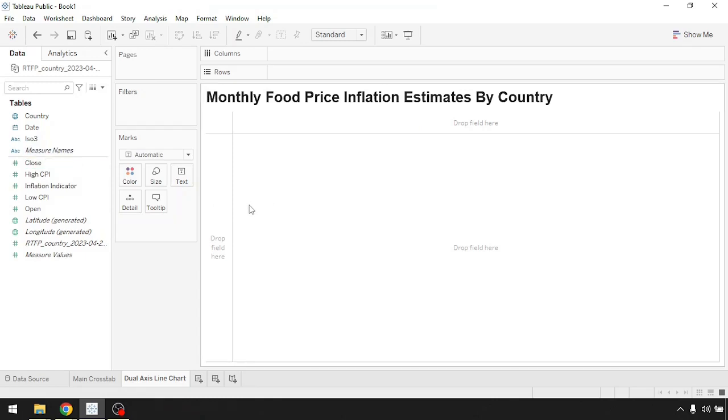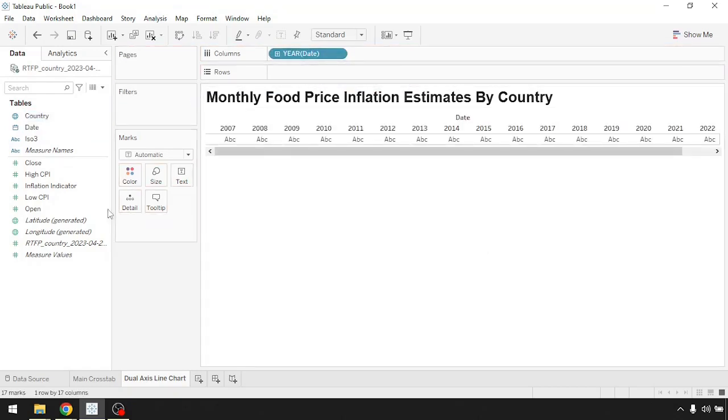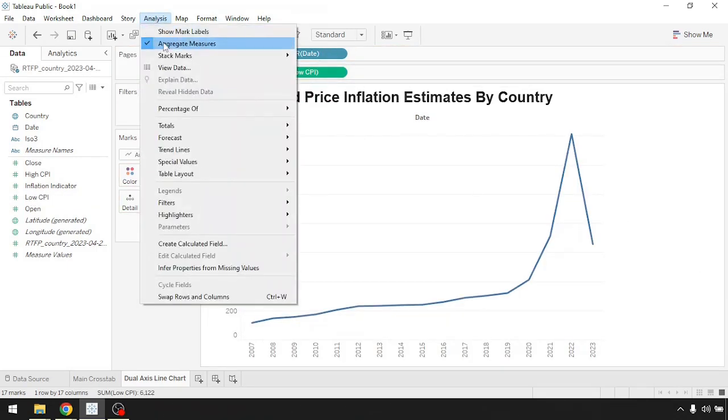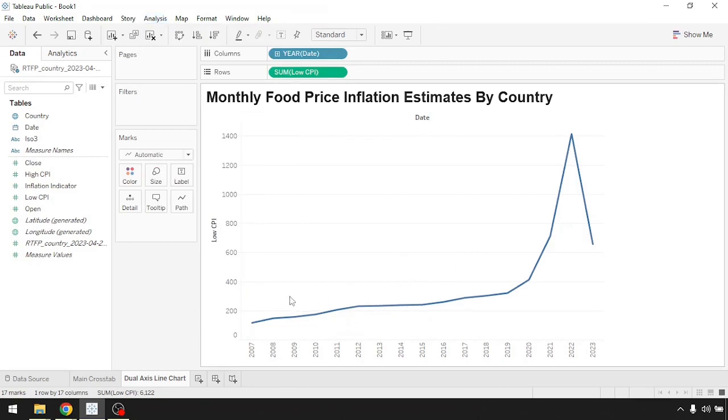To begin with, in order to produce a line chart, we need a dimension and a measure. In which case, I will use date, and for the measures, I will use low CPI, and make sure that your analysis is set to aggregate so that it aggregates all the values into aggregated measures. So now, as you can see, I have all the data points plotted in a line starting from 2007 to 2023.